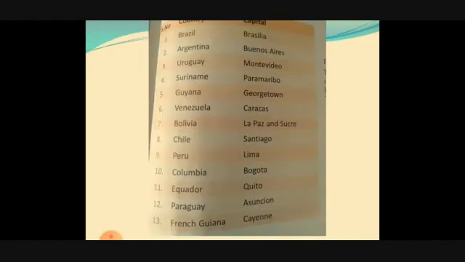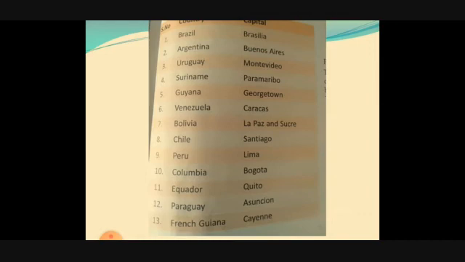And these are the countries and capitals: Brazil, Brasilia, Argentina, Buenos Aires, Uruguay, Montevideo, Suriname, Paramaribo, Guyana, Georgetown, Venezuela, Caracas, Bolivia, La Paz and Sucre, and Chile, Santiago, Peru, Lima, Colombia, Bogota, Ecuador, Quito, Paraguay, Asuncion, and French Guiana, Cayenne. These are the important countries and capitals, and you have to learn all the 13 by heart, because they can be asked in your exam as match the following or choose the correct answer or even fill-up. So you have to learn all the 13 questions and their answers.